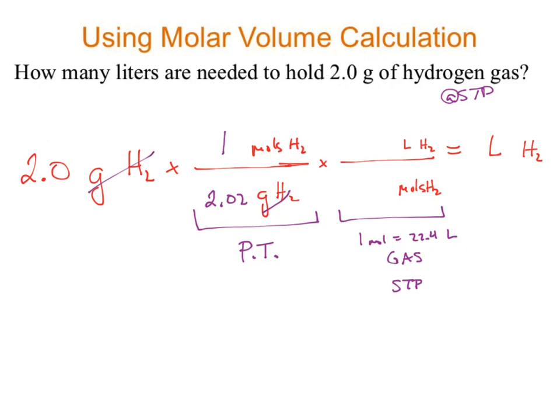Now that we have that information, what can we go through and do? 22.4 goes with liters, 1 goes with the moles. What happens to our units? Moles of hydrogen cancel, what do we have? Liters of hydrogen. Is that what I was solving for? Yes. Okay. How else could the question get written to make sure we were at STP?